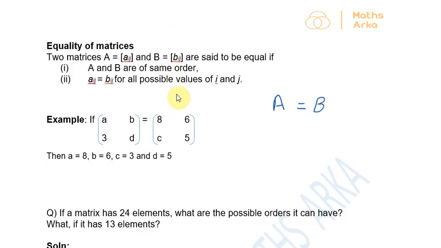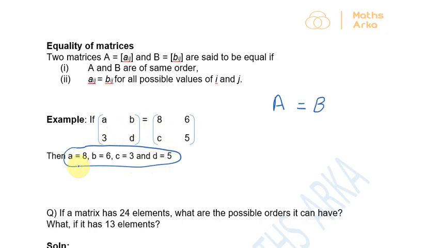So we can see that if the two matrices are equal, the corresponding elements must be equal. The first row first column element A on the left hand side is equal to the first row first column element of the right hand side matrix, that is 8. So A should be equal to 8, B should be equal to 6, C should be equal to 3, and D should be equal to 5. If these two matrices are to be equal, then this condition should be satisfied. If any of these conditions is not satisfied, then these two matrices cannot be said to be equal.